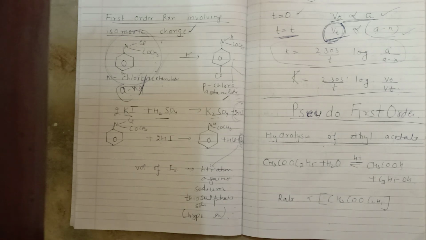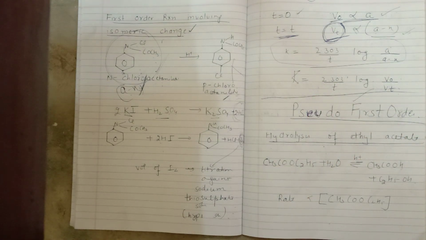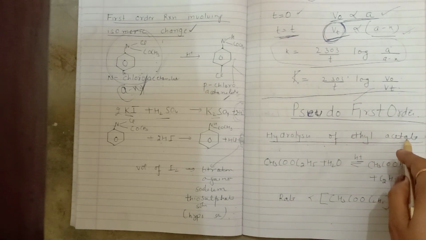Okay. Now coming to pseudo first order reactions. What is pseudo? Pseudo means, in English, we can say fake or artificial. So pseudo first order reactions are such reactions which seem to be of higher order. We expect them to be of higher order, but they are first order reactions. Why? I'll explain it by taking the example of hydrolysis of ethyl acetate.